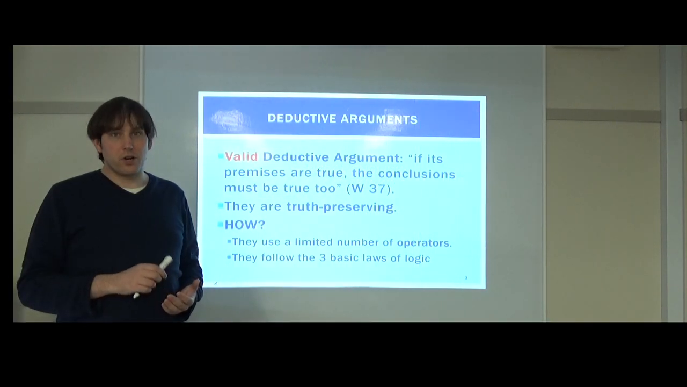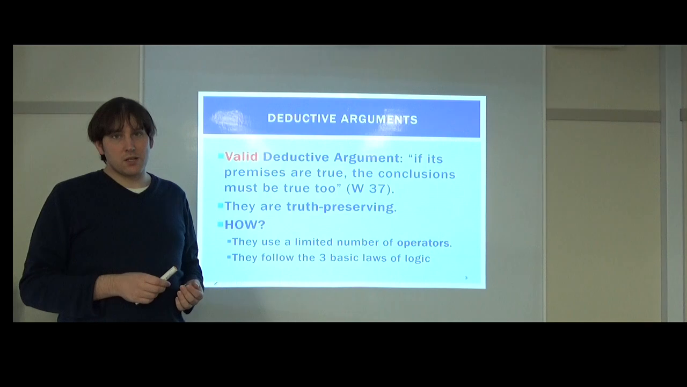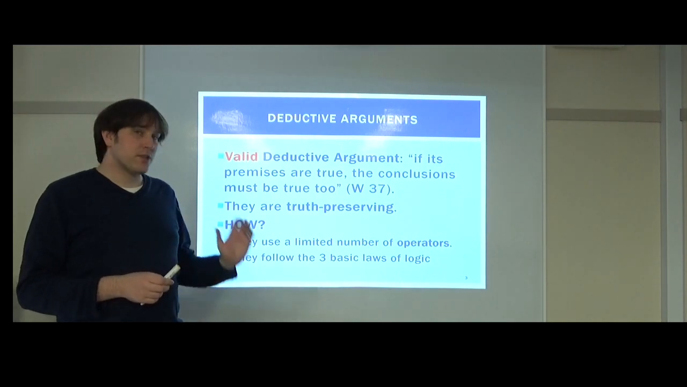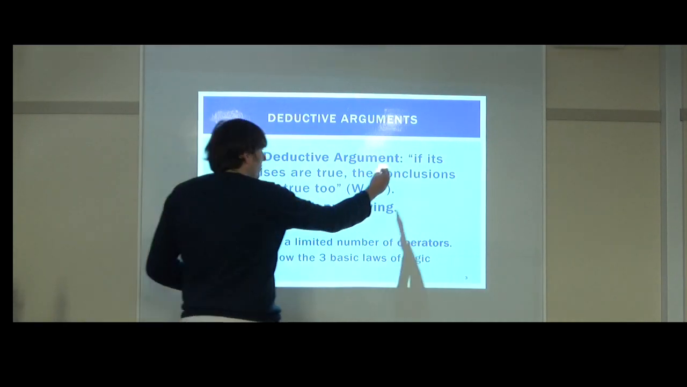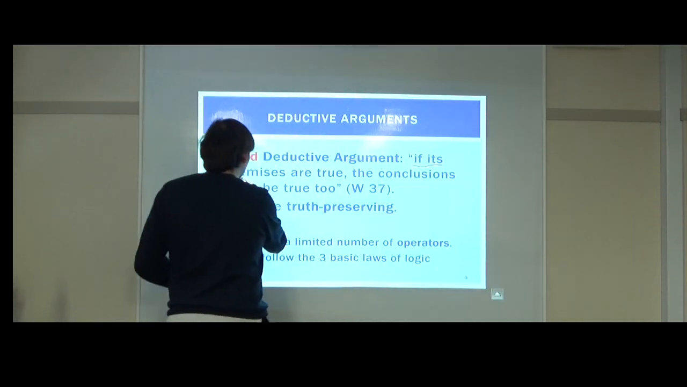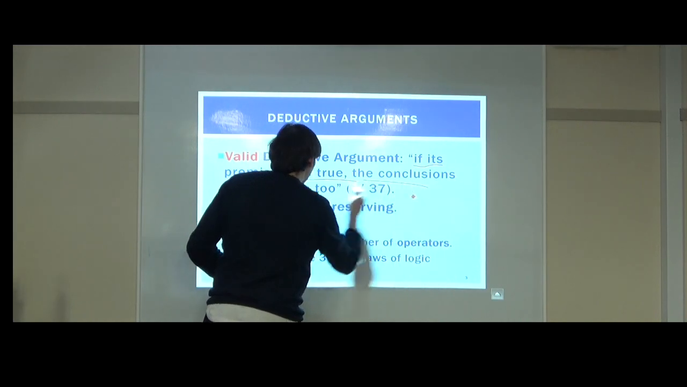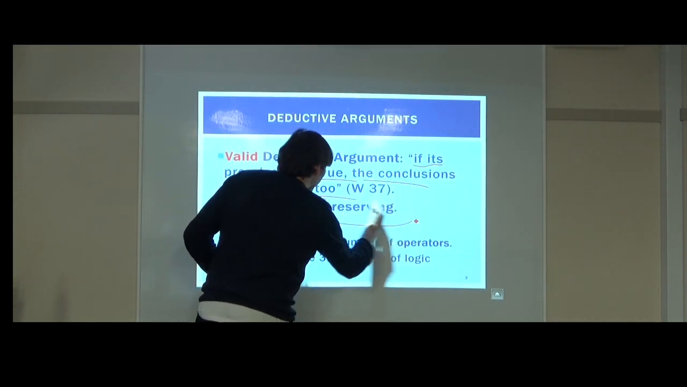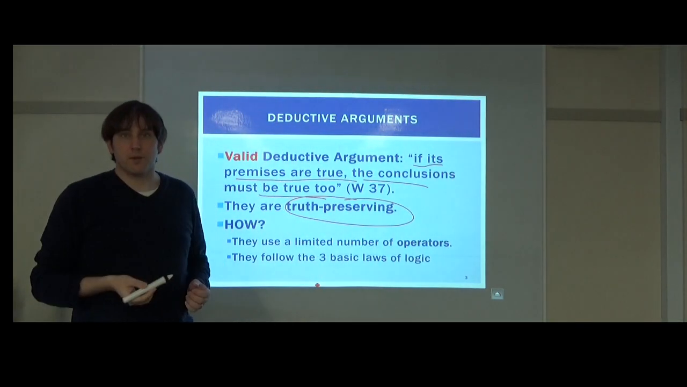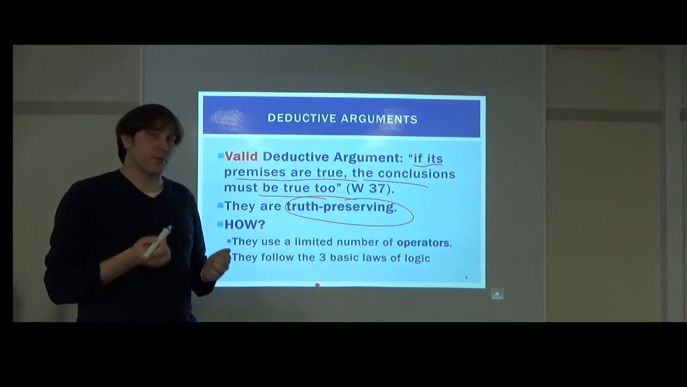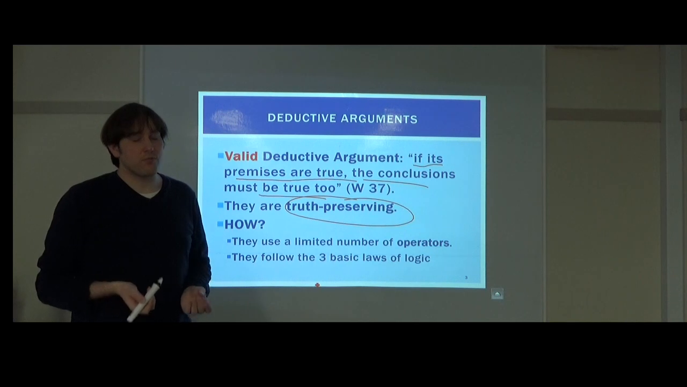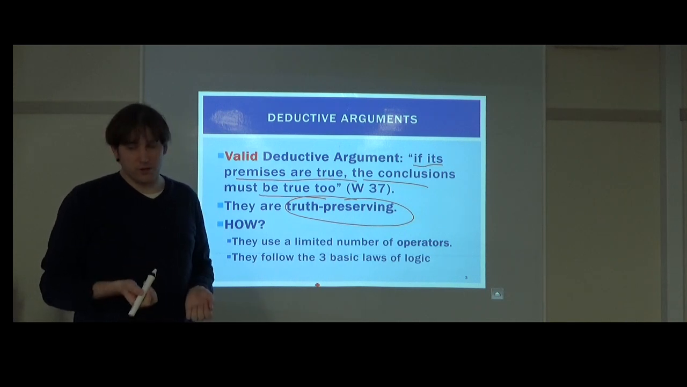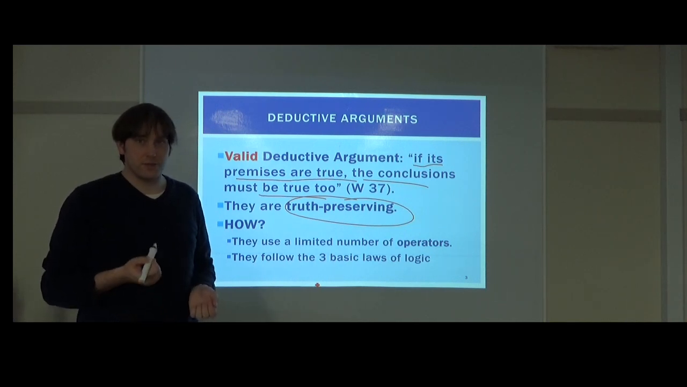A valid argument is one that follows the rules. And what that means is that if the premises are true, the conclusion will be true. We call this particular attribute truth preserving. This is a very important concept. We call arguments where if the premises are true, the conclusion is true, truth preserving. These arguments use a very small number of operators, and they follow the 3 laws of logic.